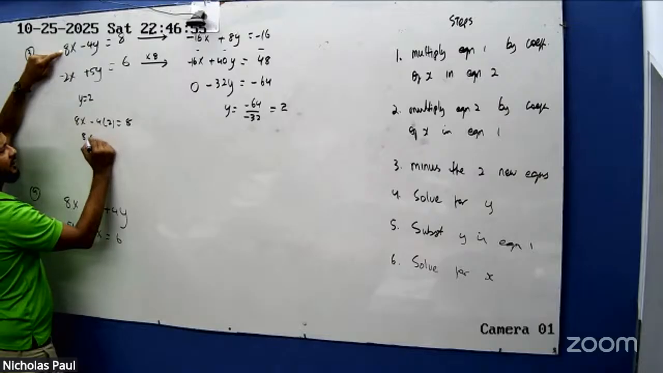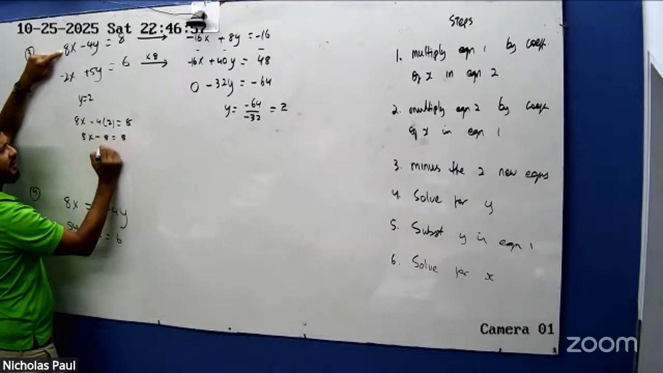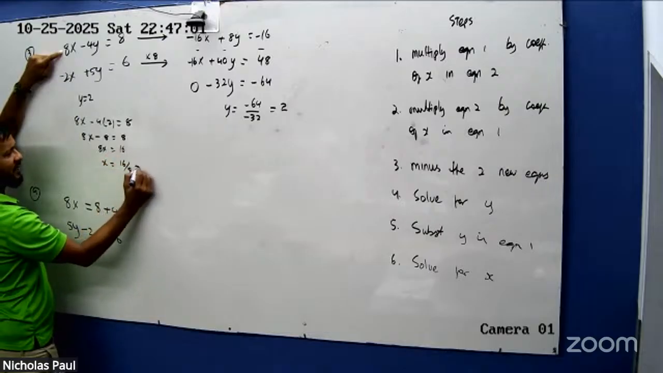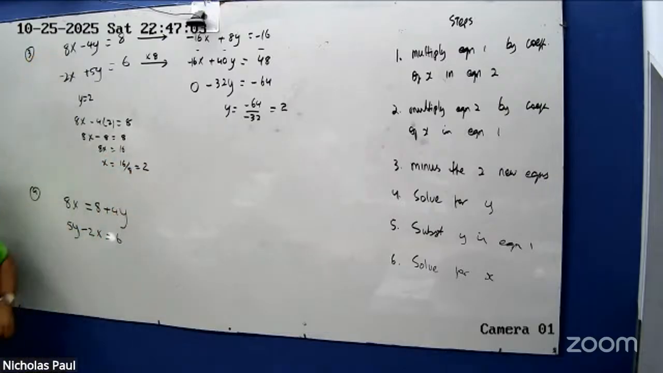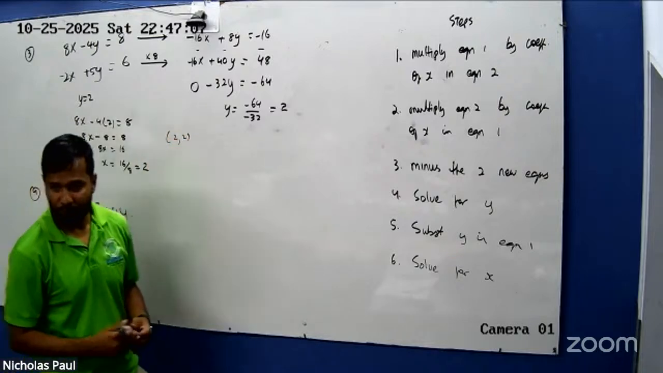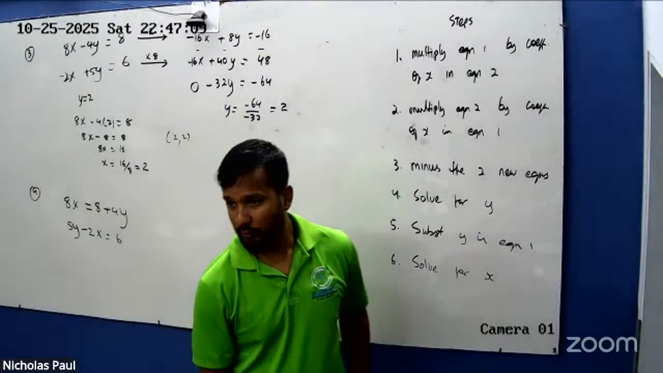8x minus 8 is 8. 8x is 16. X is 16 over 8, which is 2. So your answers are 2, 2. That's okay?